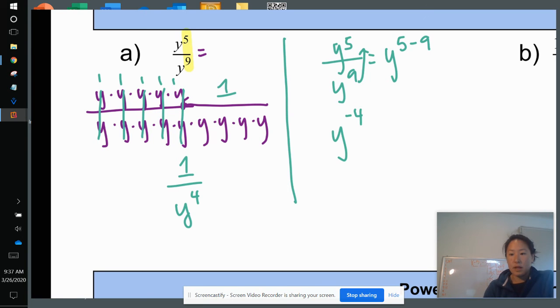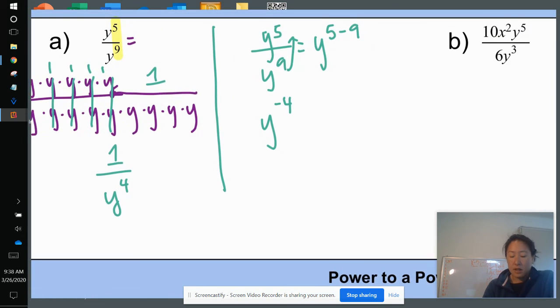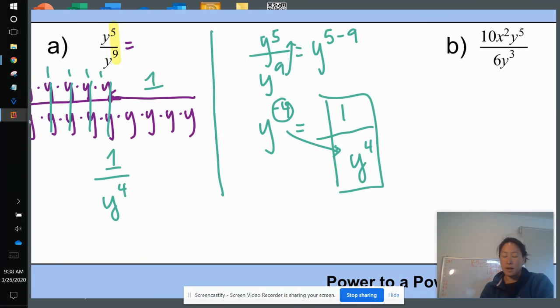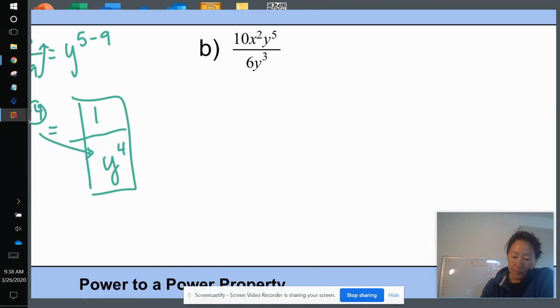And we always leave our answer with positive exponents. So I'm going to write this as, if I want the exponent to be positive, I'm going to move it down to the other level. So y to the fourth. And then if there's nothing on top, we leave a 1. Same deal. Okay. All right, next one.